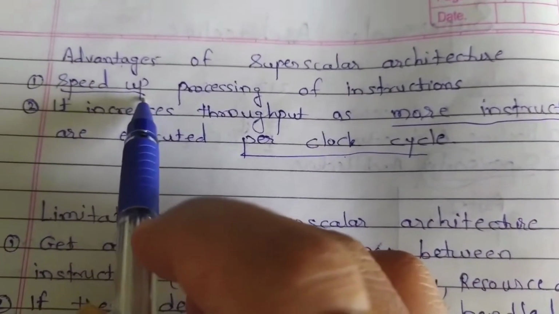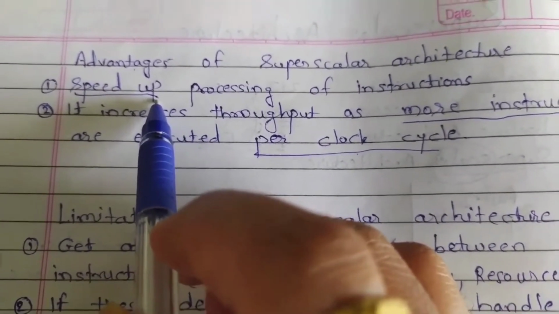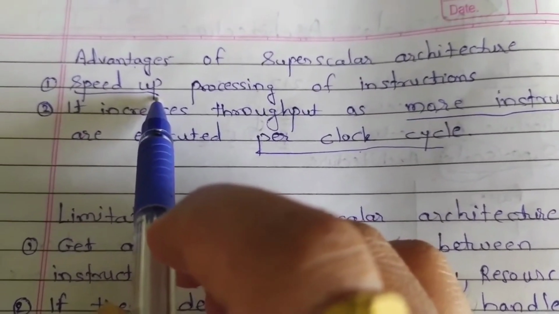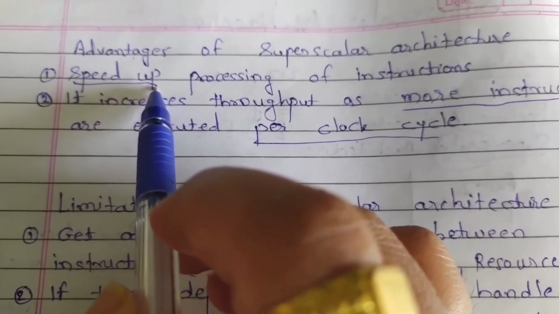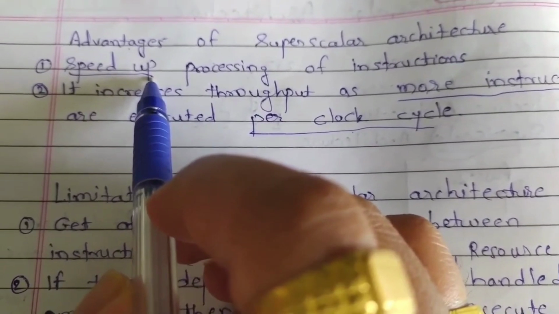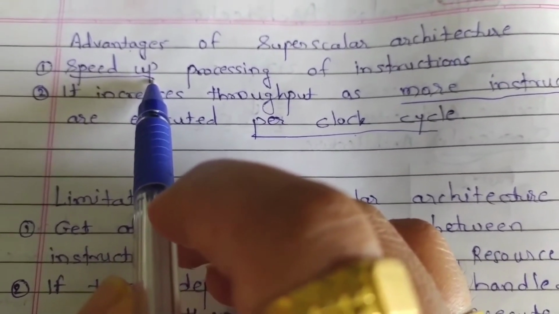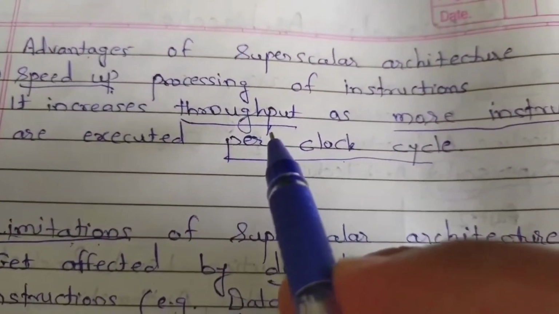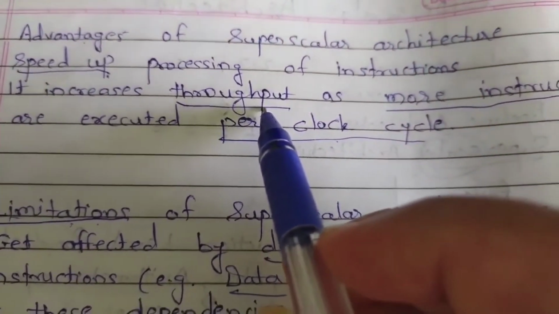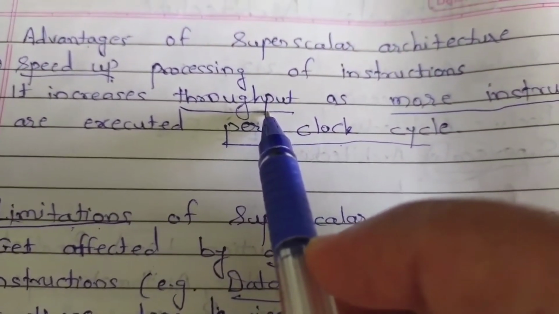Suppose one task has 4 instructions, and you give the same task to the scalar processor and to the superscalar processor. Definitely the superscalar processor will finish it earlier. Because of that, we get higher throughput in superscalar architecture. Throughput means the final output.